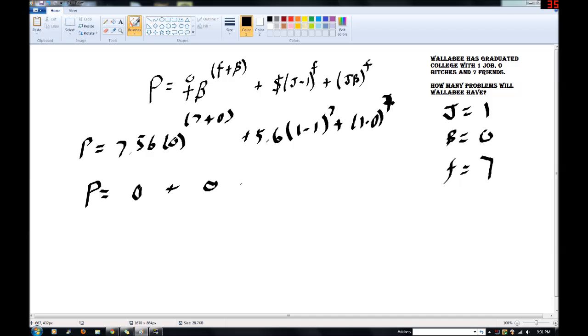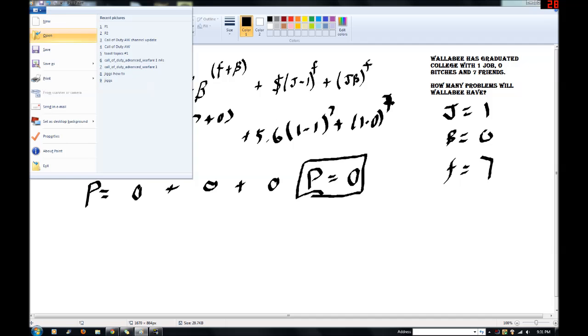You see a pattern here. Okay, and then for this last one, it's the exact same thing, and it will give us 0. And so total problems that Wallaby will have after he has graduated college will be 0. Now, I hope that this problem was helpful enough for you to understand how the equation works algebraically. So we're going to move on to the second example.